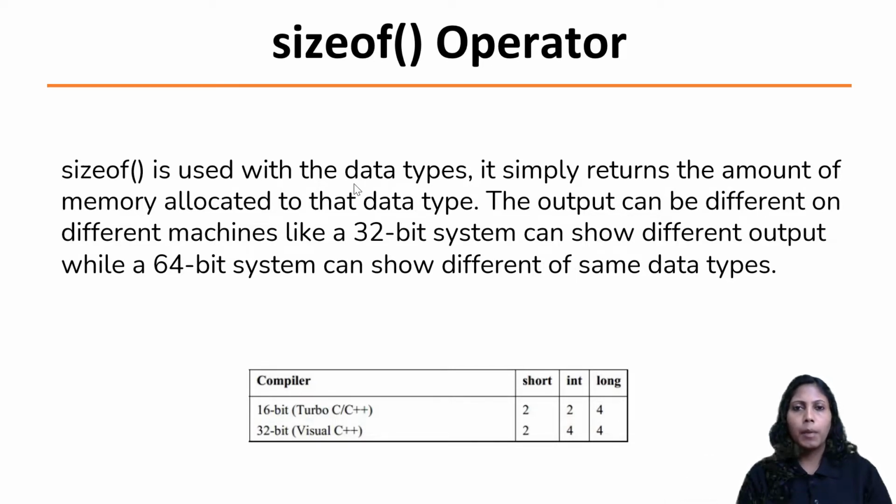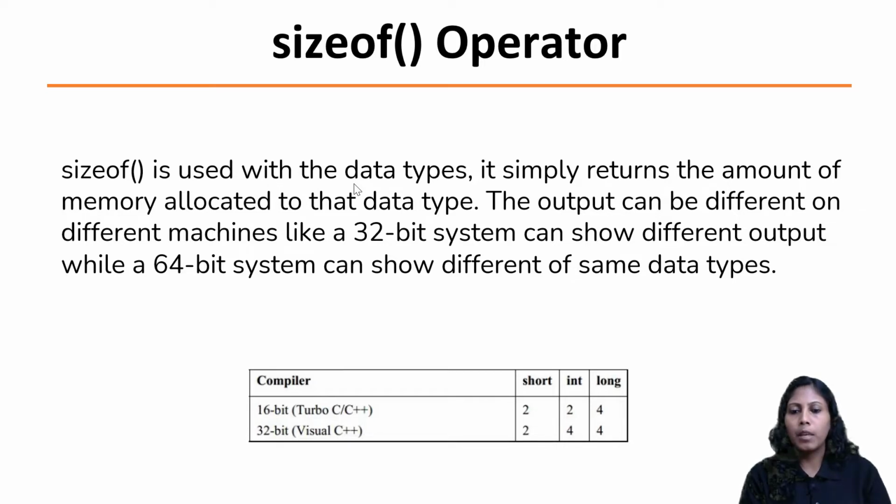Maybe you have heard about the Turbo C or C++ compiler. That's a 16-bit compiler. For the 16-bit compiler, short is 2 bytes, int is 2 bytes, and long is 4 bytes. A 32-bit compiler is of course used for a 32-bit microcontroller. With a 32-bit compiler, you'll see that short is 2 bytes, int is 4 bytes, and long is 4 bytes. So you can see the difference for integer.